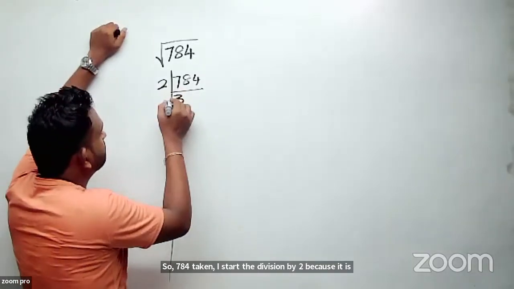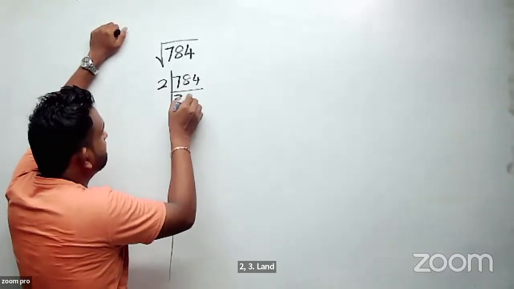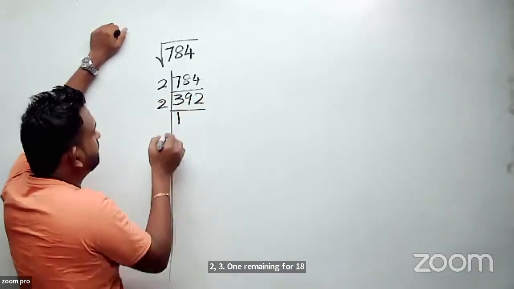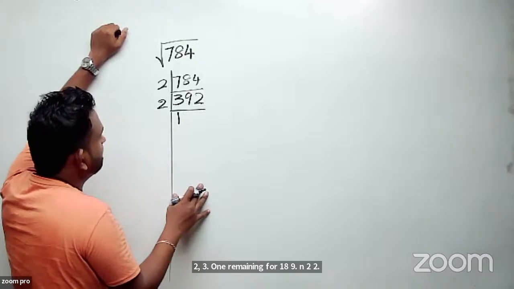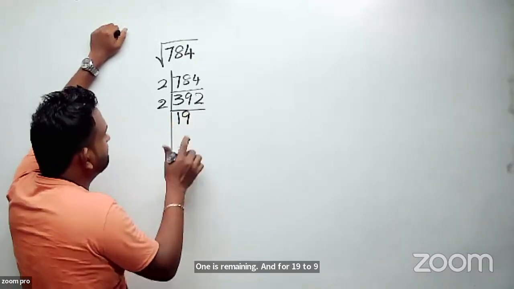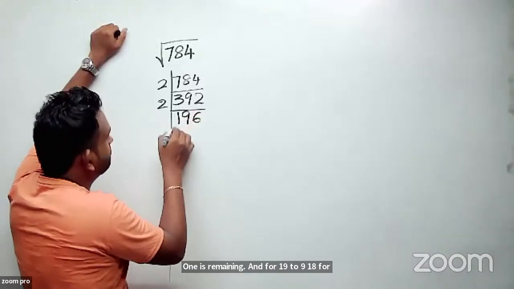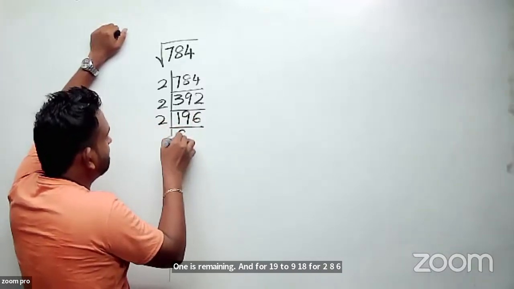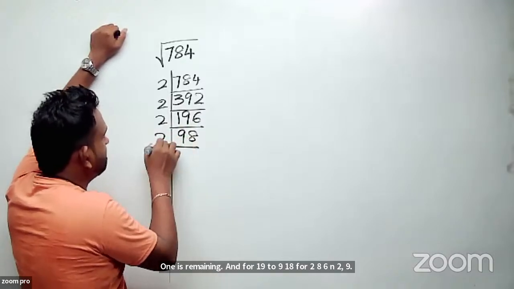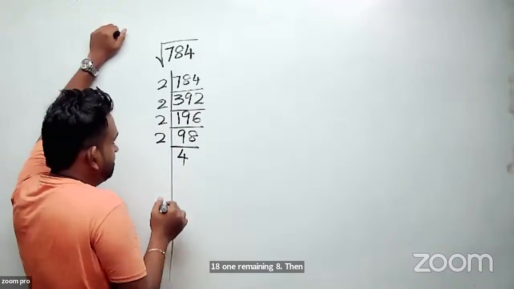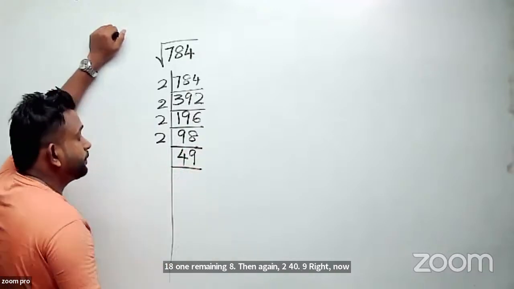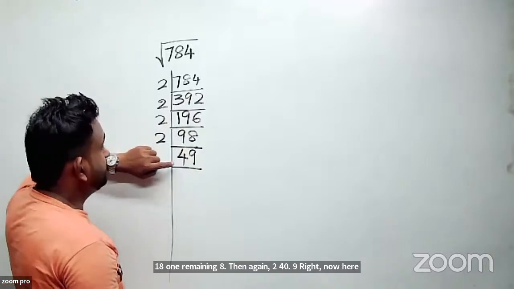2, 3, 1 remaining. For 18, 9. Then 2, 2. Then 2, 1. 1 is remaining. Then for 19, 2, 9. 18. For 12, 6. Then 2, 9, 18, 1 remaining, 8. Then again 2, 4, 9. Right. Now here you can see that it is 49.